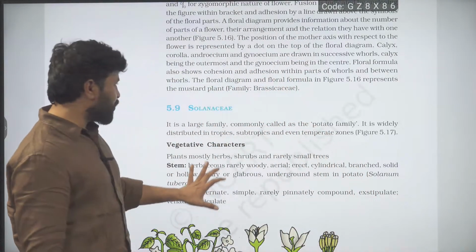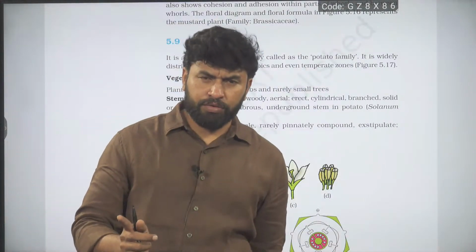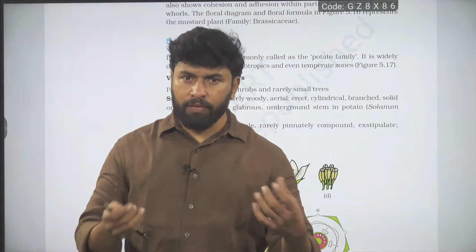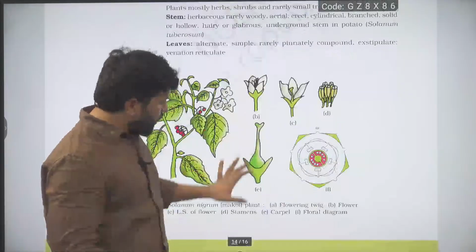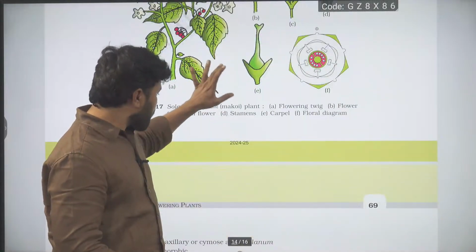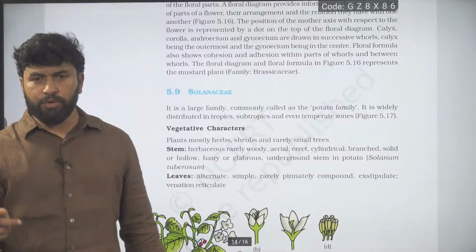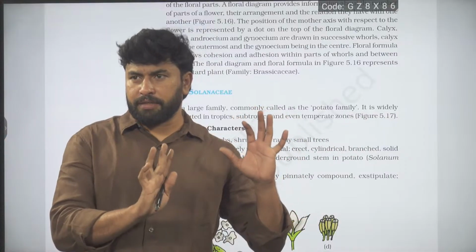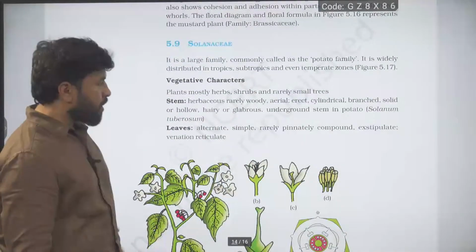Then come back to the story. If you have the old NCERT book, the family started with Fabaceae. If you have the new NCERT book, it will start with Solanaceae. Anyhow, first I will complete them. Then later we go with those families which are given in the syllabus under the NEET. Okay. First one, family Solanaceae.